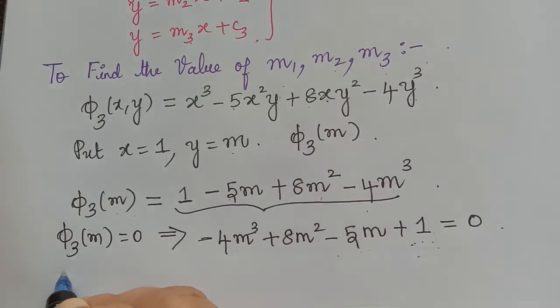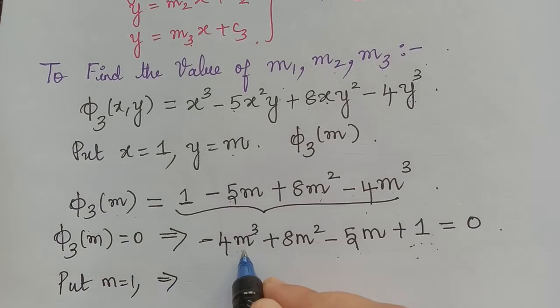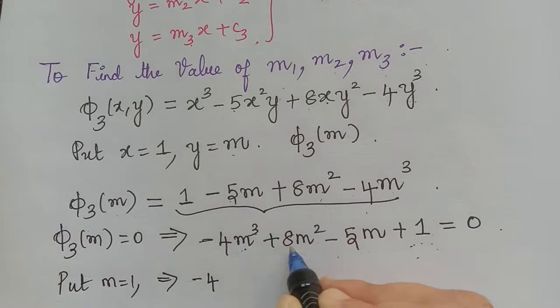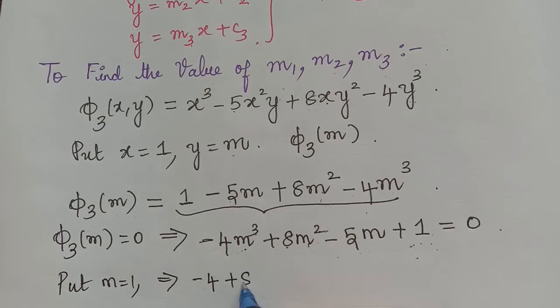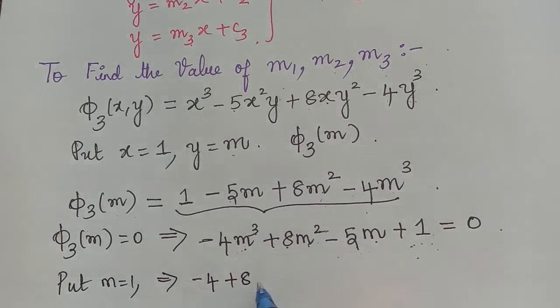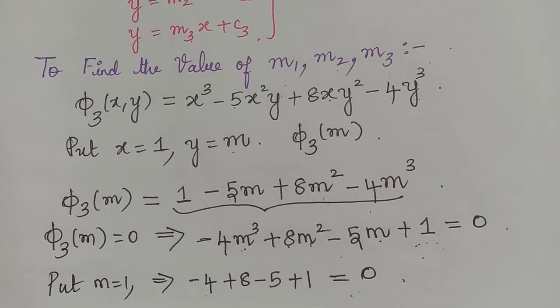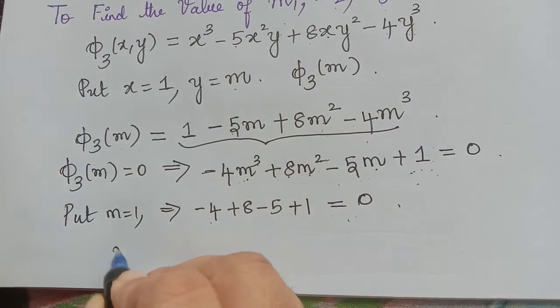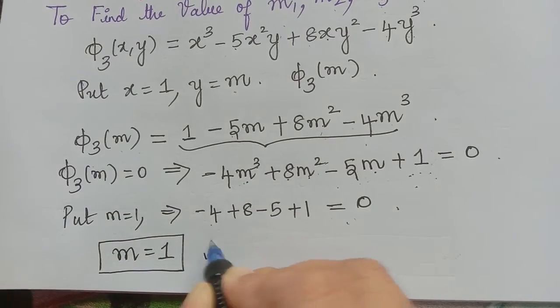So when we put m is equal to 1, what do we get? Here if it is m is 1, we get negative 4, and again m square, so 1 square is 1, so plus 8, and if m is 1, minus 5 plus 1. And when we simplify this, we get it to be 0. So therefore m equal to 1 is the root of this equation. So we can write that. So m equal to 1 is a root.